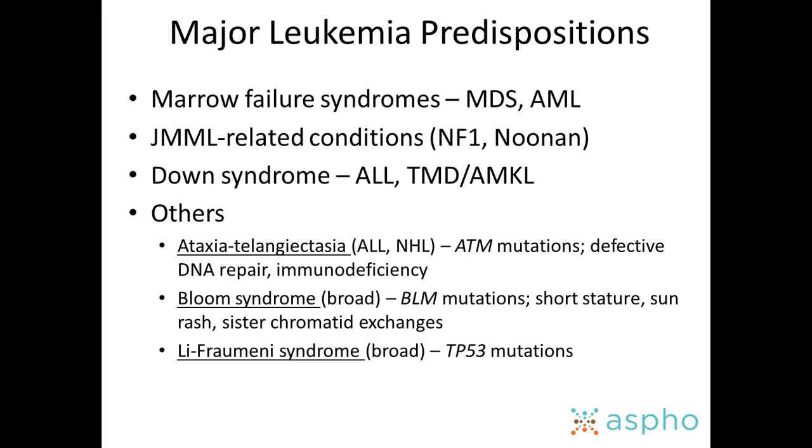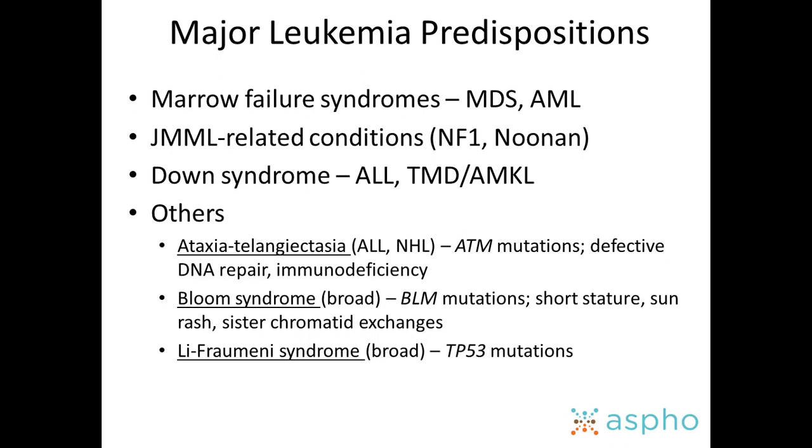There are a few others that don't fall neatly into one of these categories. Ataxia telangiectasia is a disorder that can predispose to lymphoid malignancies like ALL and non-Hodgkin's lymphoma, caused by mutations in the ATM gene, and that results in a fairly profound immunodeficiency, DNA repair defect, as well as the ataxia and telangiectasia that the disease is named for. Bloom syndrome is caused by mutations in the BLM gene. These patients have short stature, are very photosensitive, and have sister chromatid exchanges at a genetic level.